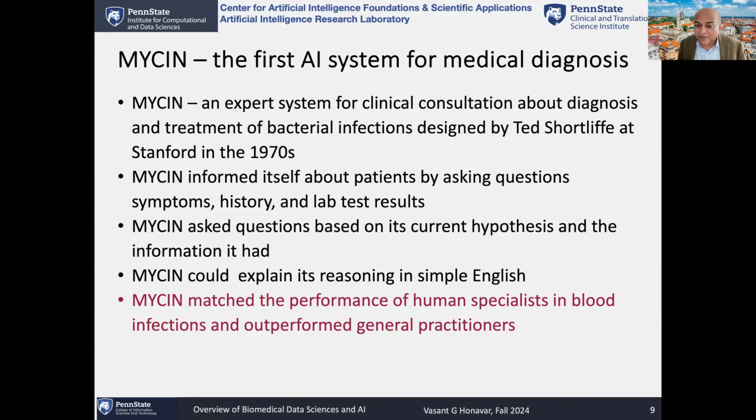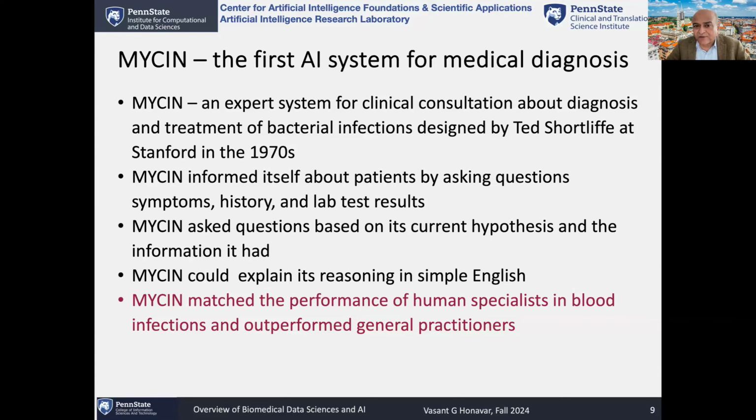MYCIN informed itself about patients by asking questions about symptoms, history, lab test results, and so on. It was very interactive. The questions it asked were based on whatever it thought was a plausible hypothesis about the nature of the infection and the information it had. And it could explain its reasoning in simple English. Studies done back in the 1970s showed that MYCIN matched the performance of human specialists in blood infections and outperformed general practitioners.